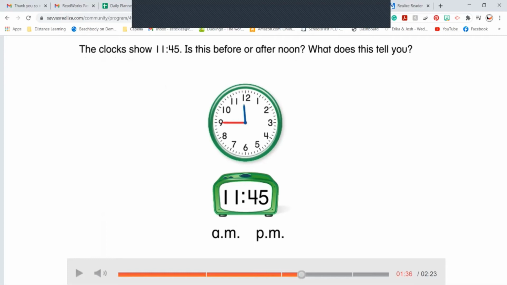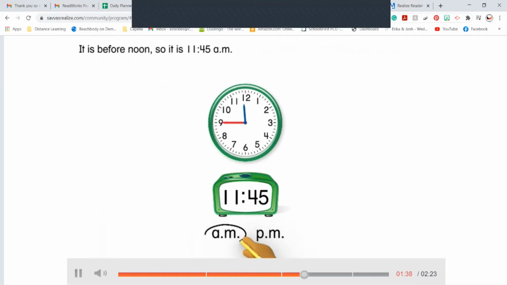This would be before noon because it's lunchtime, and that means that it has to be a.m. If it was p.m., that would be 15 minutes before midnight, and I don't know about you, but I'm pretty sure none of us wait to eat our lunch until 11:45 p.m. It is before noon, so it is 11:45 a.m.